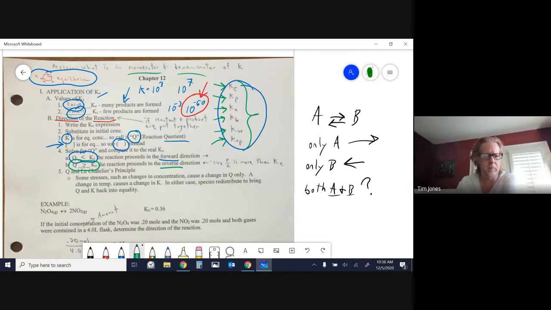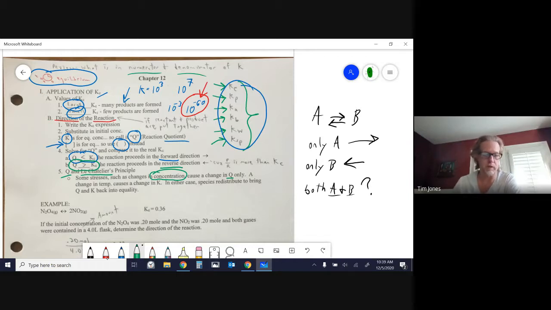Now I have a mention here of the Q value and Le Chatelier's principle. And to remind you, Le Chatelier's principle is the concept that if you have something at equilibrium and you do something to it, if you stress it, the system will try to undo the stress and get back to equilibrium. But the point that this is making is that some stresses, like a change in concentration, change the Q value, and then it will react in a way to get back to equilibrium and the same K.